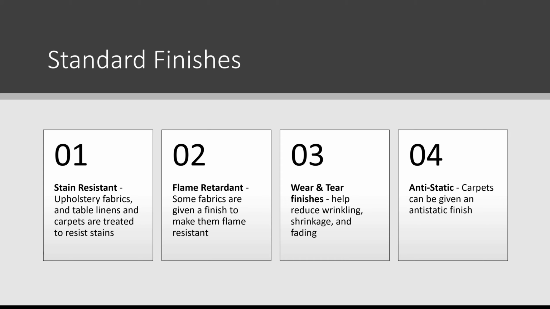Flame retardant is given so that if you were to light a piece of fabric on fire, one that doesn't have a flame retardant and one that does, the one that does have a flame retardant, yes, it's still going to burn because it's fire, but it burns a lot slower. Okay, so it's a little bit safer. Wear and tear just helps reduce wrinkling, shrinkage, and fading. And then anti-static is given so that when you lie on it, your hair doesn't stand straight up in the air. So that's very common to put on fabrics and couches, furniture, carpet, things like that.